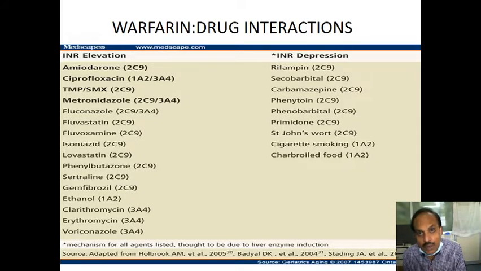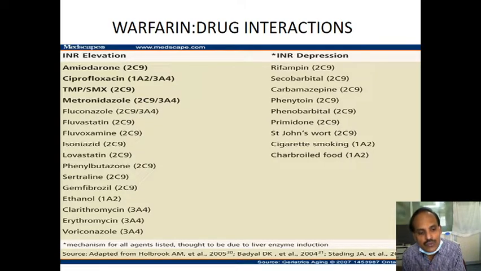Ciprofloxacin is a widely used antibiotic, and if people use ciprofloxacin, it will inhibit the metabolism of warfarin and lead to bleeding tendency. Metronidazole is also a very widely used antibiotic. Again, if metronidazole is given along with warfarin, that may lead to severe elevations in the warfarin levels and bleeding tendencies. Erythromycin is also widely used.